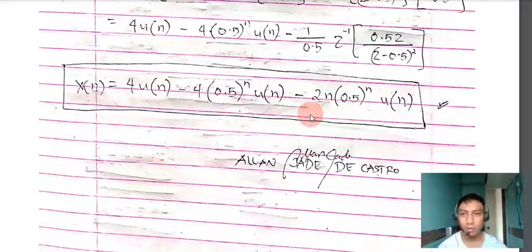Therefore, the inverse transform is equal to 4u(n) minus 4 multiplied by 0.5 raised to the power of n u(n) minus 2n 0.5 raised to the power of n u(n). So this is our final answer. Okay, so thank you. That's all.